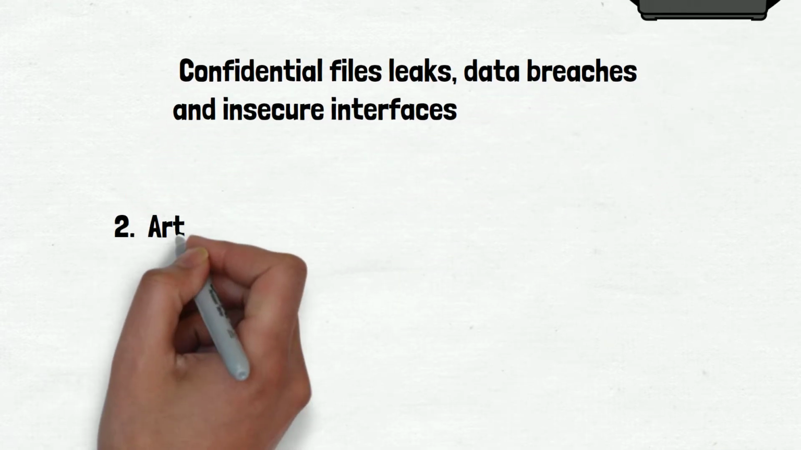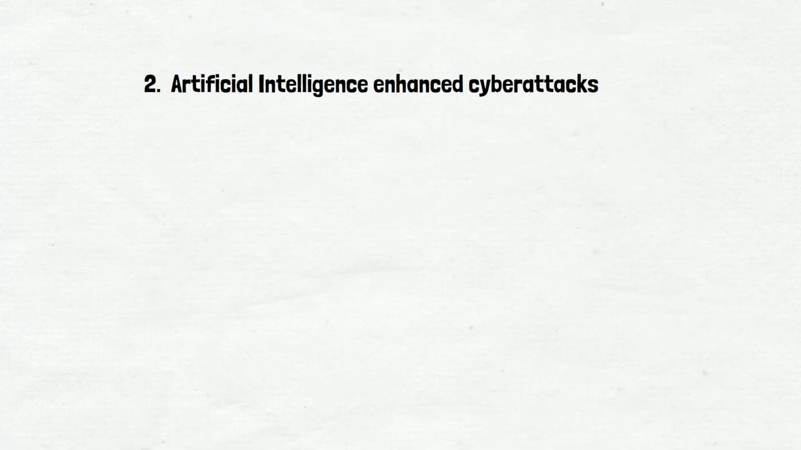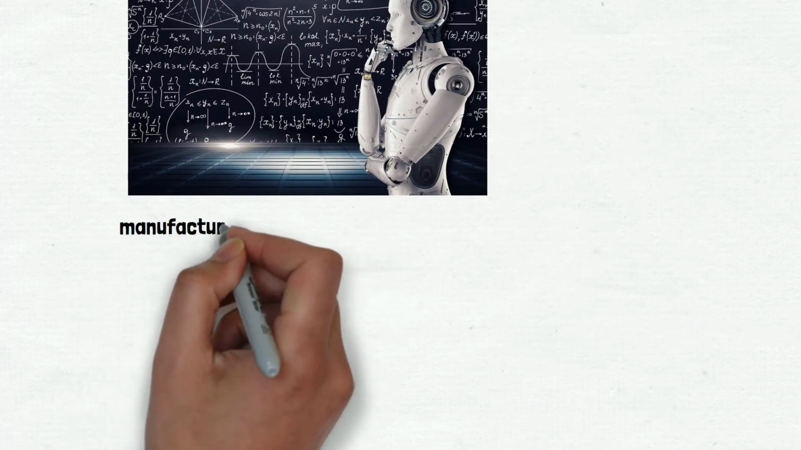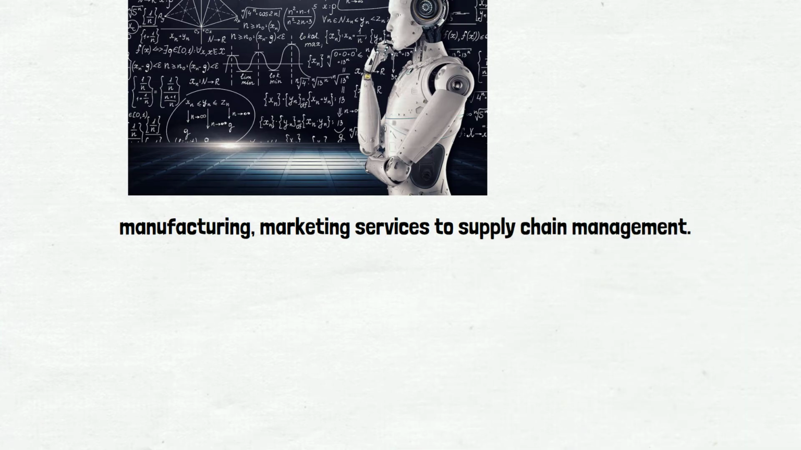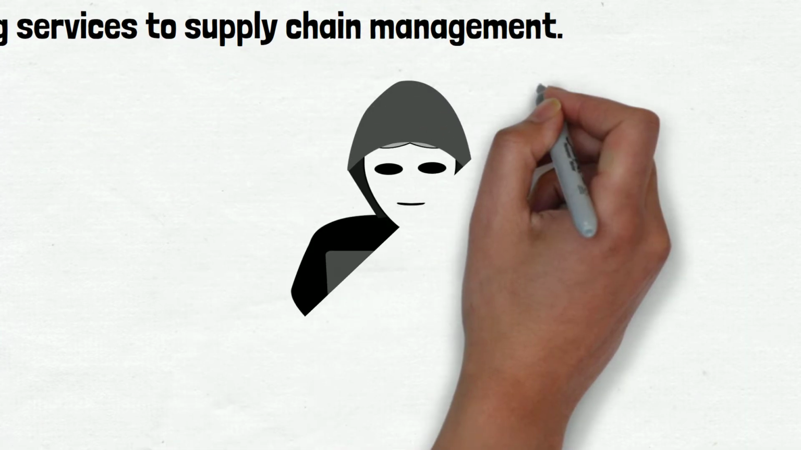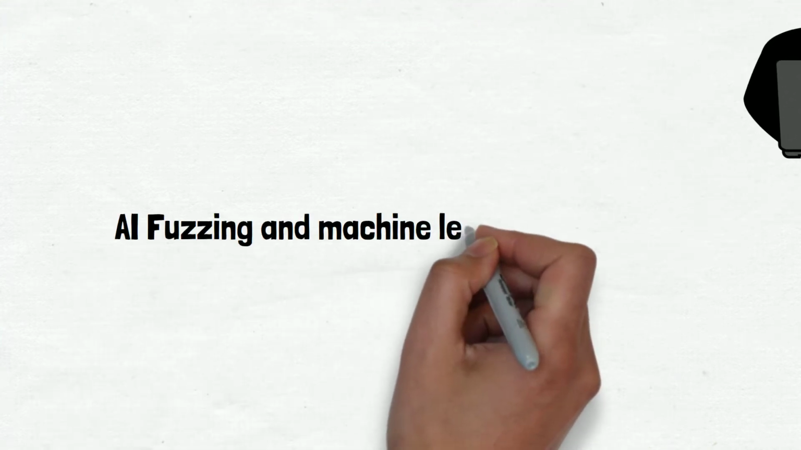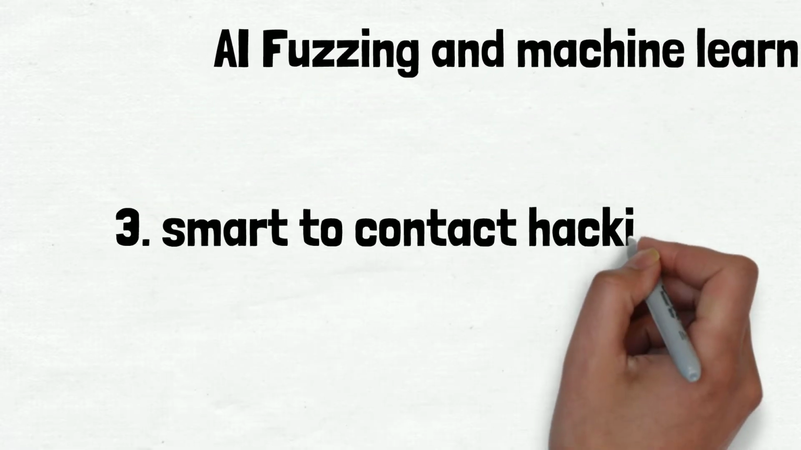Number 2 is artificial intelligence enhanced cyber attacks. AI and machine learning are making an impact everywhere, from marketing services and manufacturing to supply chain management. But it's also now being used by cyber criminals too. Artificial intelligence fuzzing and machine learning poisoning are examples. Number 3 is smart contract hacking.